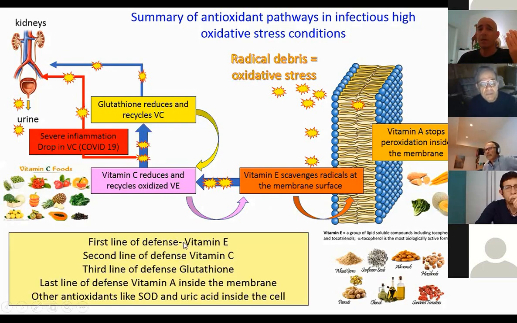So to summarize, the first line of defense is vitamin E. Unfortunately, not enough people who are into nutrition talk about the critical importance of vitamin E. It has a bad name because of some stupid research that once said that vitamin E is a problem, but it's really not a problem. People are deficient in vitamin E. The second line of defense is vitamin C. The third line of defense is glutathione. And the last line is vitamin A in the membrane.